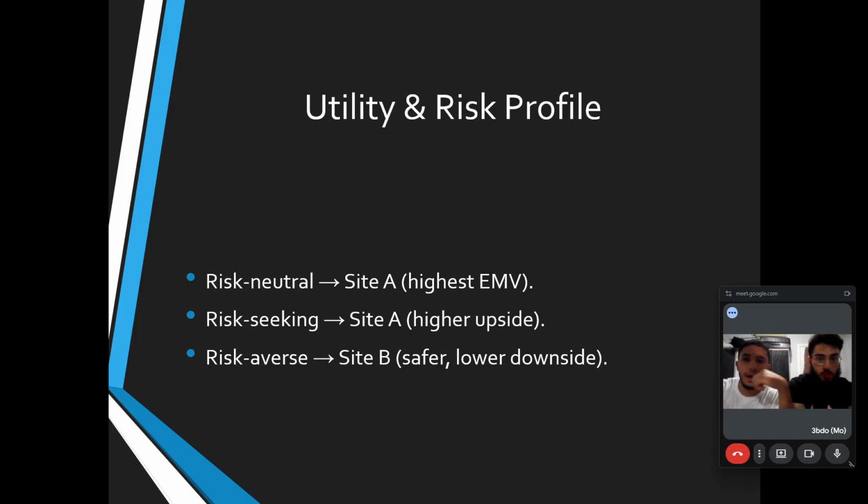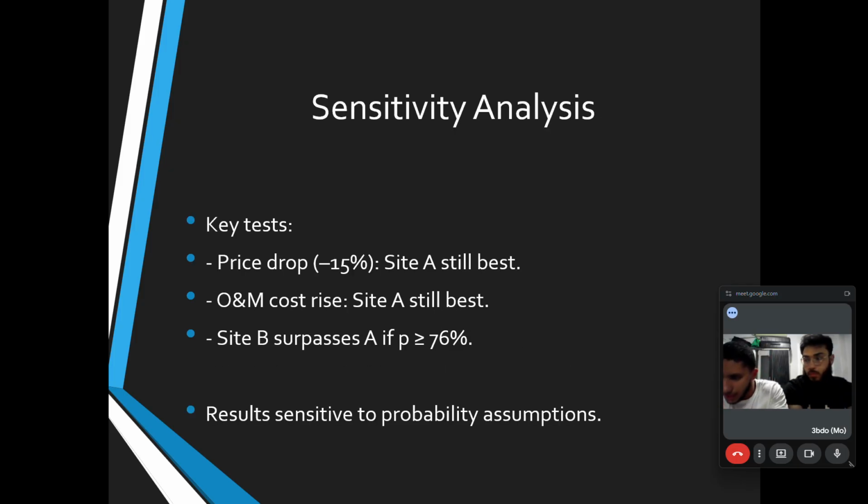Now, for utility, we will have three risk attitudes: risk neutral, risk seeking, and risk averse. We will start with risk neutral: site A has the highest EMV. Then risk seeking: site A has the higher upside. And the last, risk averse, will be site B, safer with a lower downside.